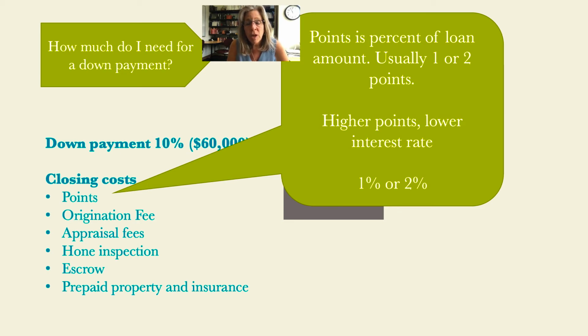In this case, you're going to get a loan from the bank, and they want 1% of that loan up front, 1 or 2%. So the higher the points, the lower the interest rate. Some people prefer to have higher points, a higher upfront cost, to have lower monthly payments. But I'm going to assume 1 point on the loan. So remember, we have a $600,000 house and we're putting $60,000 down. So the loan is going to be $540,000. I take 1% of that, and that's $5,400.